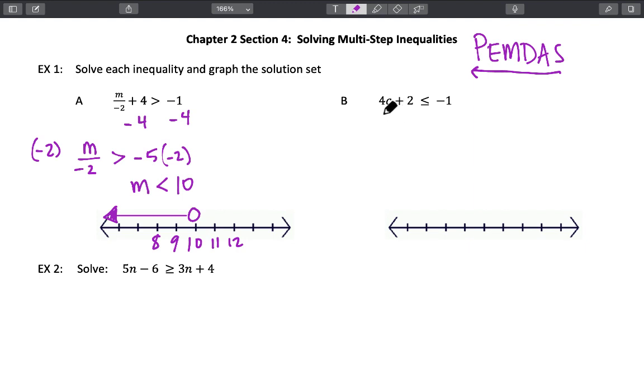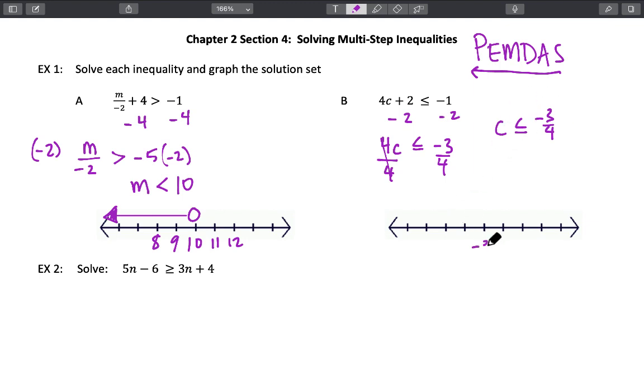Example 1b, we have 4 times some variable c plus 2 more is less than or equal to -1. So we're going to undo our addition and subtraction by subtracting 2 over to the right. I have 4c now is less than or equal to -3. I need to undo that 4 that's being multiplied to the c by dividing now. And now I'll be left with just c is less than or equal to -3/4. Now remember, we're dividing a positive number, so we don't change the direction of that inequality.